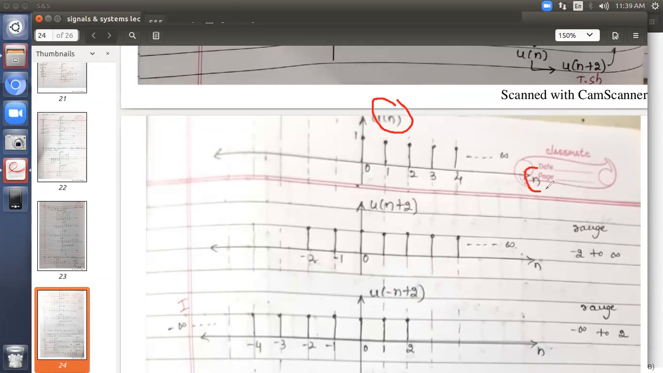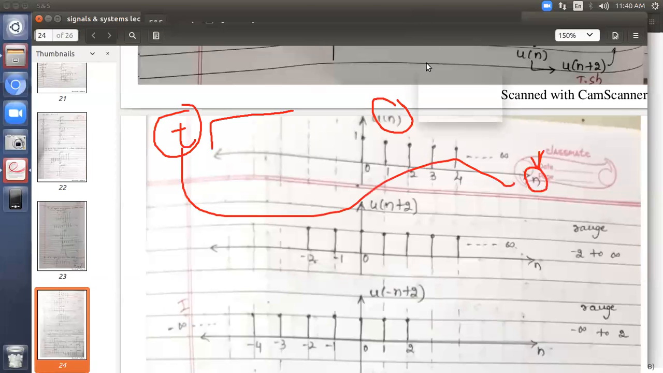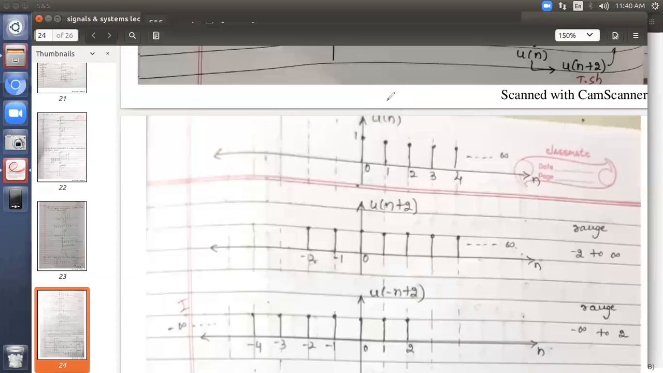Remember, we are working on a discrete time. Have the samples in the form of straight lines. Don't get confused with the t. Don't use a continuous signal. That is the very first common mistake you may make. When discrete is asked, you may end up solving continuous, or if continuous is asked, you may end up solving a discrete signal. So the very first thing, draw the signal u of n.